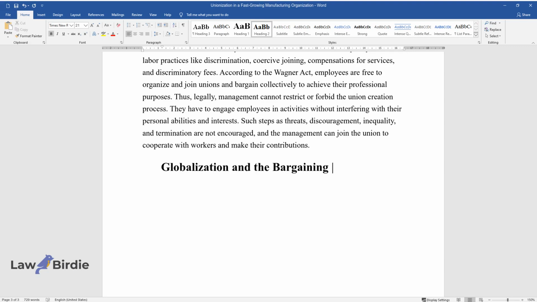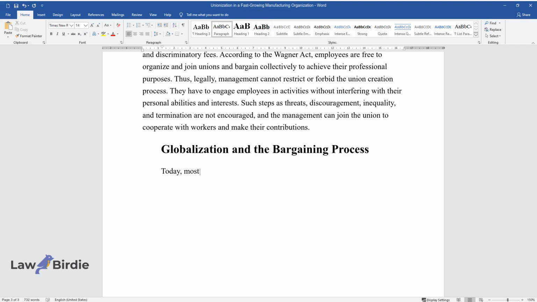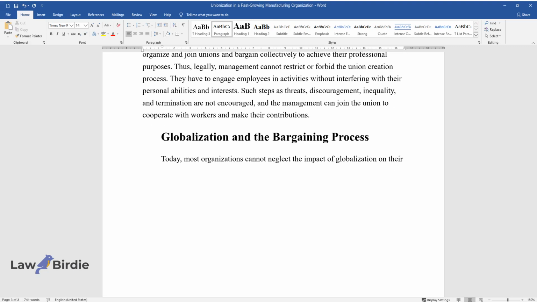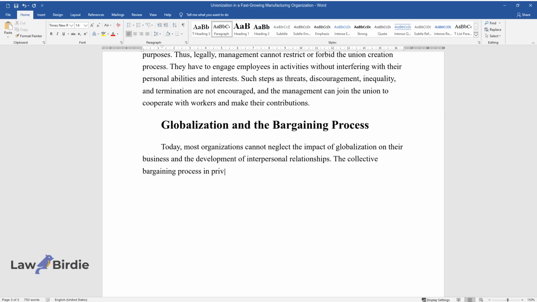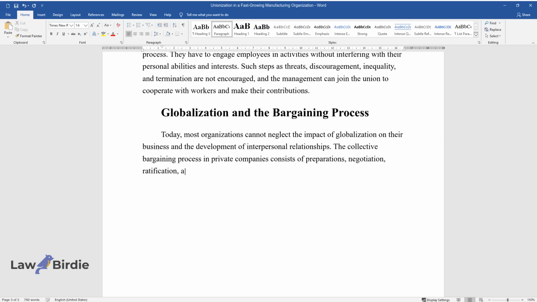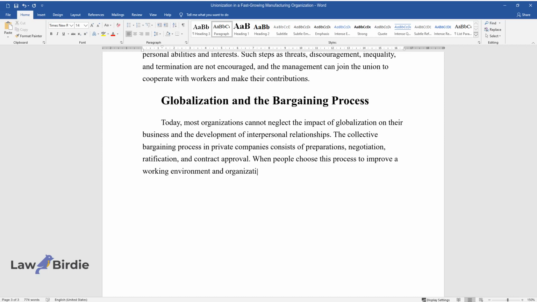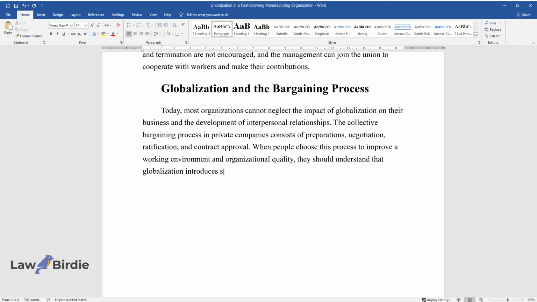Globalization and the bargaining process. Today, most organizations cannot neglect the impact of globalization on their business and the development of interpersonal relationships. The collective bargaining process in private companies consists of preparations, negotiation, ratification, and contract approval. When people choose this process to improve a working environment and organizational quality, they should understand that globalization introduces several critical and usually negative elements.